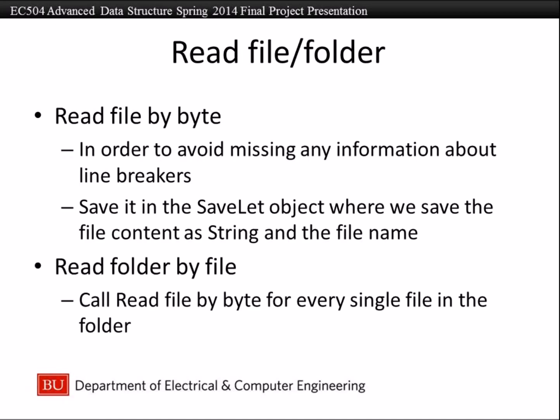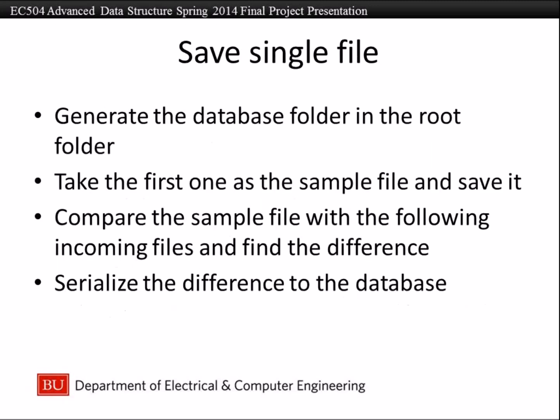For read files or folder, first of all, for reading files, we read files by byte because we want to avoid missing any information about line breakers. That's why we avoid using read by line. And we save it in the saved object where we save the file content and the file names both as strings. For reading folders, we simply read the files inside the folder one by one. We just call the read file by bytes for every single file in the folder.